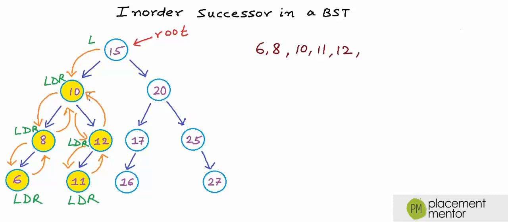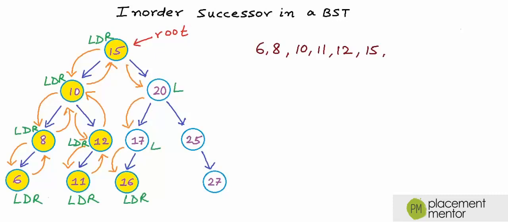Now we are coming back to 10 again, but this time from right. So this guy is already visited, so we need not do anything. We can simply go to its parent, and now we are at this node with value 15. We are coming from left. This guy is unvisited, so we can visit it, and now we can go to its right. We will go on like this.